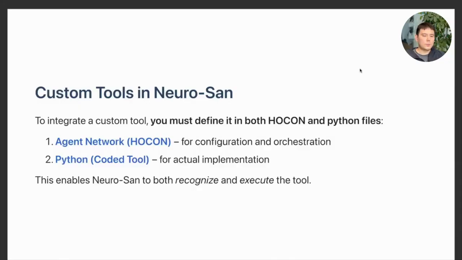Today, I'm going to show you how to do custom tools in neuro-san. Let's get started. To do a custom tool in neuro-san, you must define your tools in two places. The first one is in your agent network or your HOCON file. The second place is in a Python file. That's where the actual tool is going to be. So let's get started with the agent network or HOCON file first.